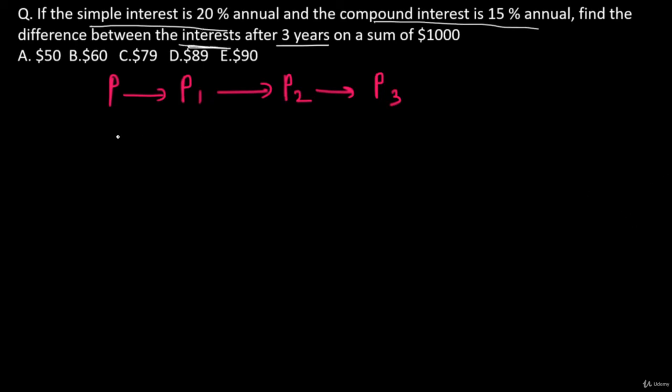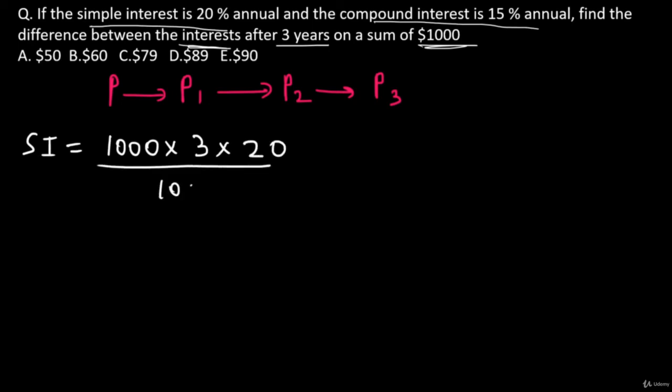All right. Now we know how to find the simple interest. That's PTR by 100. So the principal is $1,000. The rate of interest is 20% and the time period is 3 years. So the simple interest is 1000 into 3 into 20 by 100. All right, so these two zeros cancel out and that leaves us with 10 into 3 into 20, which is equal to 600. So the simple interest is directly found, which is $600.